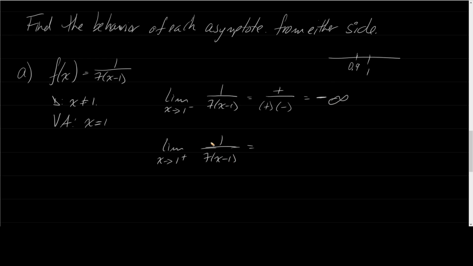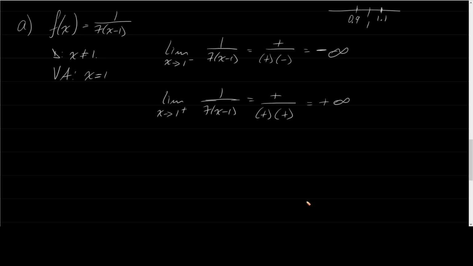Similarly, let's look at this one. The 1 is positive. The 7 is still positive. That x minus 1, but we're on the right of 1 now. We're coming from the right. So think about, what if that was like 1.1? 1.1 minus 1 is a positive number. Overall here, these are all positive, so we end up with positive infinity. Now, what did we find here? It turns out that this function looks like this. So it has a vertical asymptote at x equals 1, and it does this.